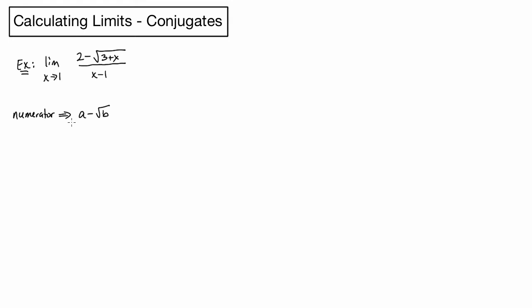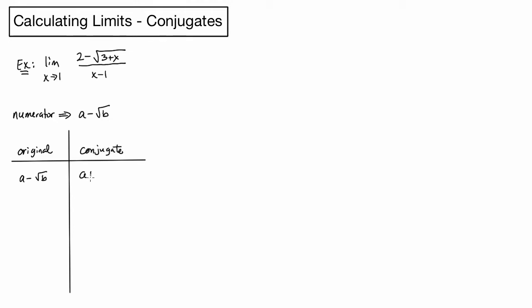Now, in order to really talk about what conjugates are and how we're going to use them, I actually want to create a list of conjugates that you should recognize and then what is the result upon multiplying by the conjugate. We're going to start with creating a little table here. The table is going to have two parts. Let's suppose that your original function is of the form a minus square root of b. Then the conjugate of that is of the form a plus square root of b.